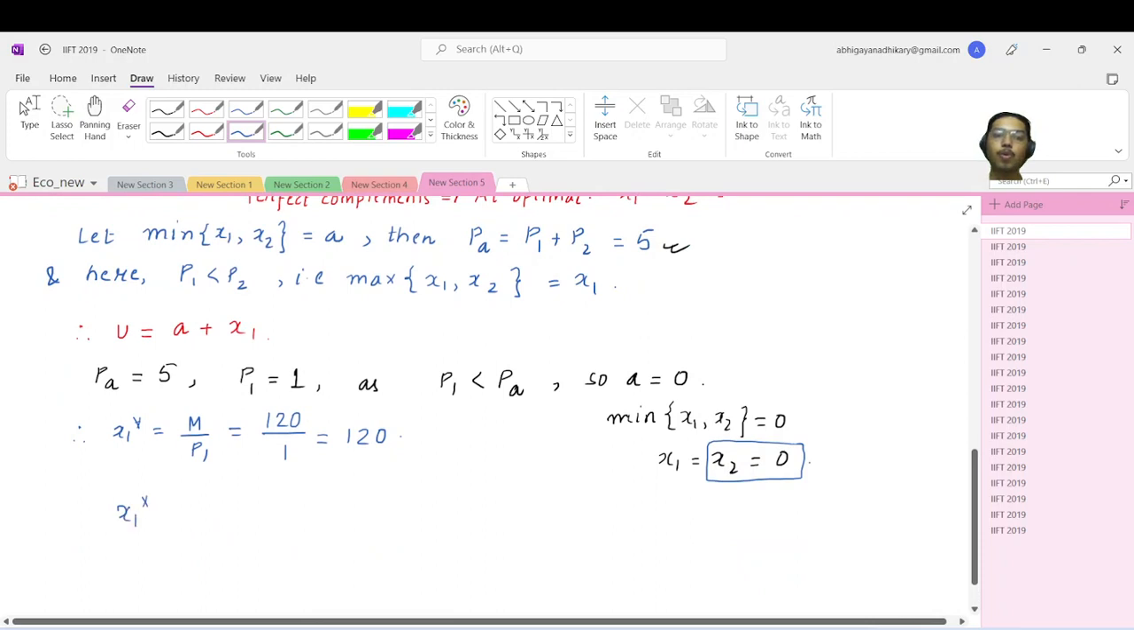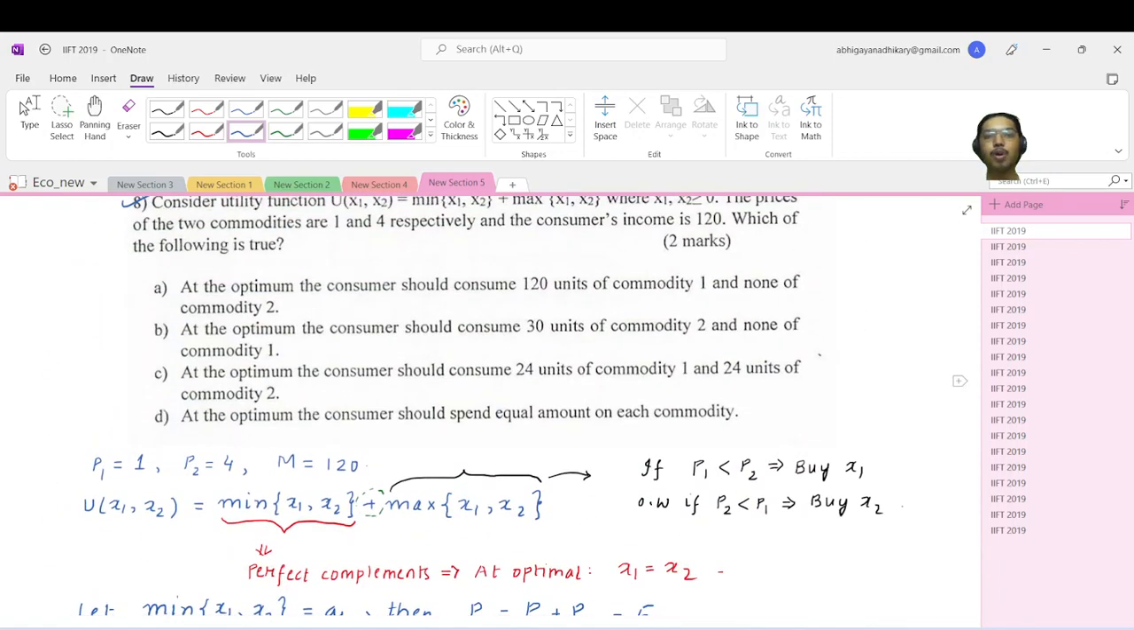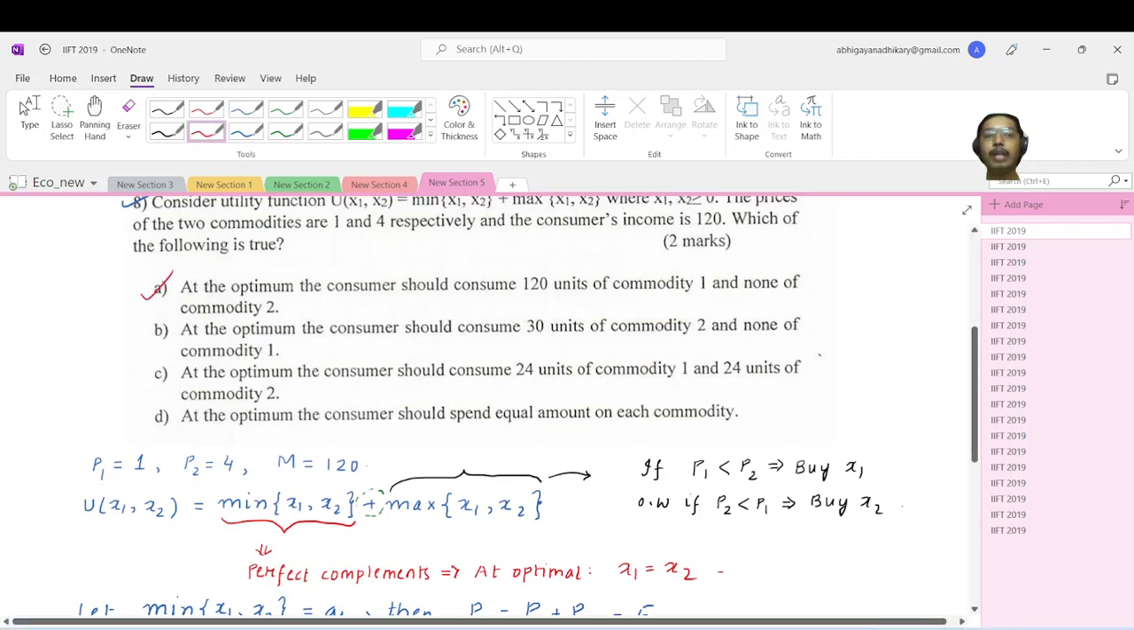So at optimal, what do we see? The consumer will buy 120 units of x1 and no units of x2. This is your answer. So if we match with the optimal, it is basically your option number A over here. At the optimal, the consumer should consume 120 units of commodity 1 and none units of commodity 2. So that is option number A over here.